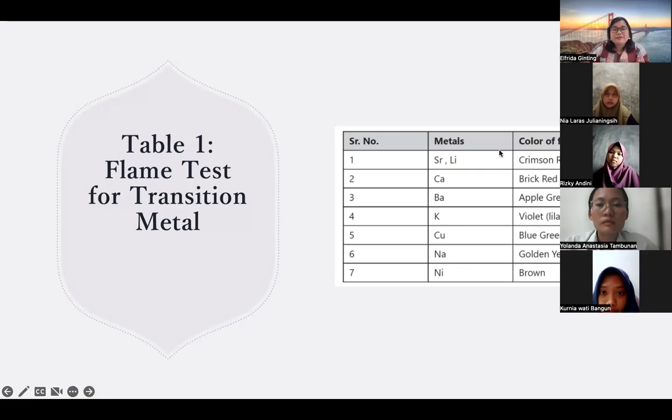Because for a lecture, I can just tell you guys that if you flame test strontium and lithium, you will get crimson red. But I don't think you can imagine it in your head, right? But if you do lab, you can directly see it. You can directly see that when we heat all of these materials, different colors appear in the flame.